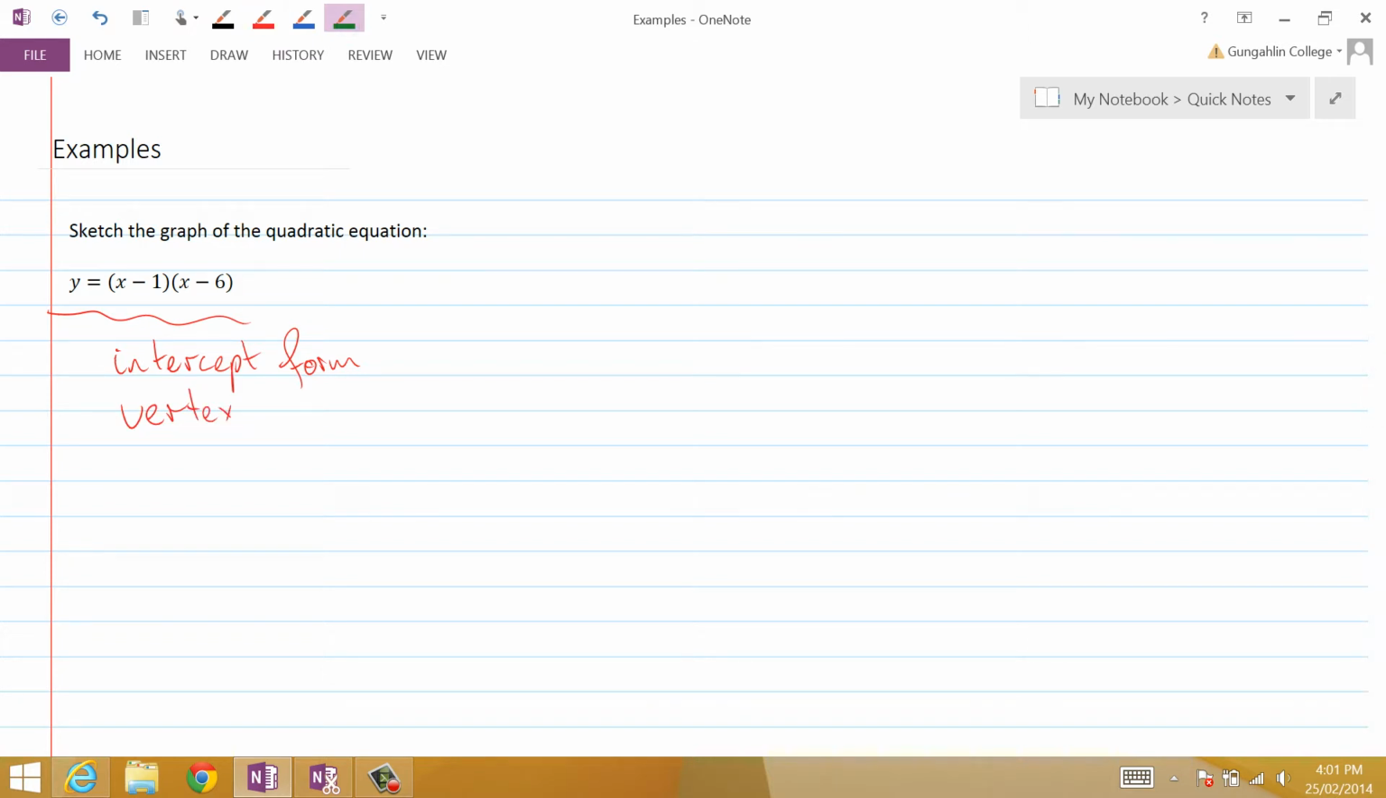And equations of this particular form are particularly nice because we've got these two separate factors in brackets, and that makes it actually very nice and very easy to find a lot of the critical points of the graph.